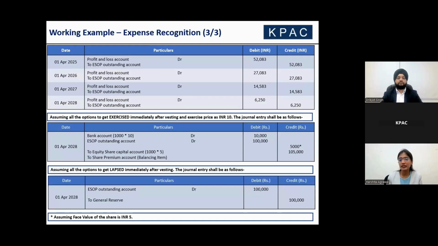That means the previously recorded ESOP expense is written back and the corresponding ESOP outstanding liability is reduced. This in turn reduces the overall expense in the financial statements. So depending on whether the options are exercised, lapse post-vesting or lapse pre-vesting, the accounting treatment changes. Understanding these journal entries is crucial because they directly impact both the P&L and the balance sheet.